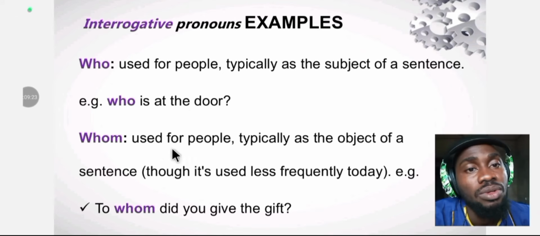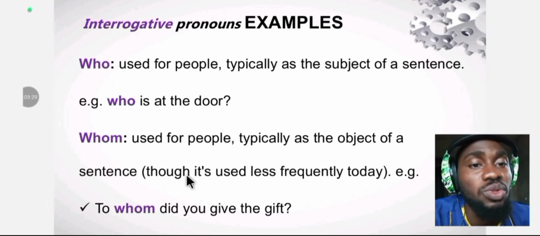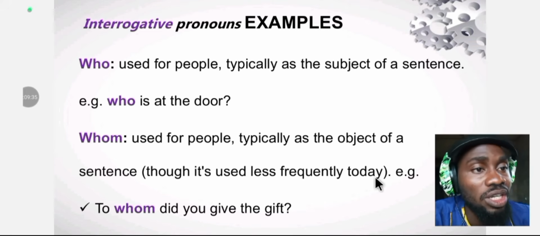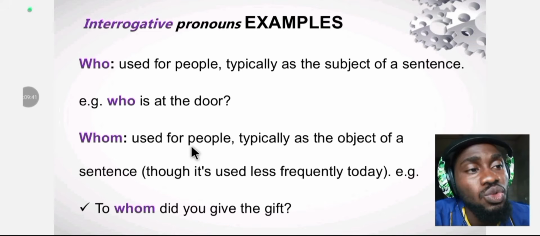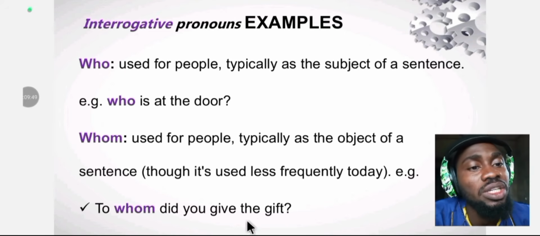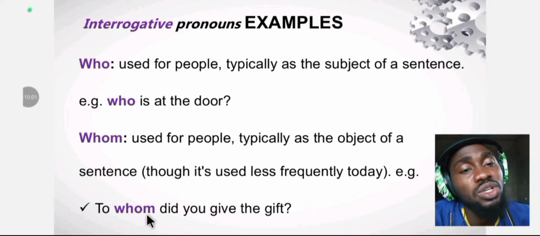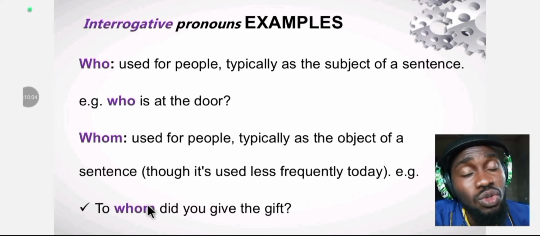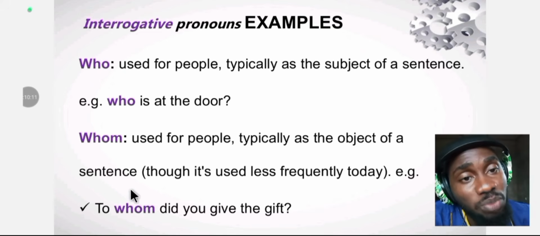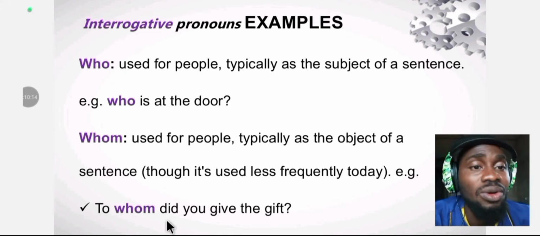Let's look at whom. It is used for people, typically as the object of a sentence, though it is used less frequently today. We don't use whom that much these days in English. For example, to whom did you give the gift? Whom here is placed at the start of the sentence for a reason, because of one of the laws in English.